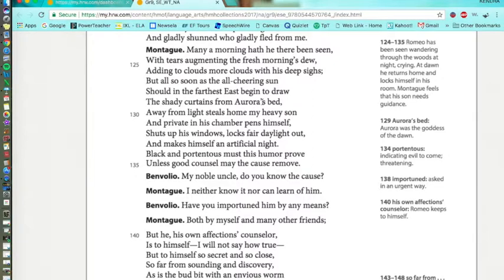So Romeo has been seen wandering through the woods at night crying. He's adding to the morning dew. His sighs add to the clouds. He's very sad, very dramatically sad.